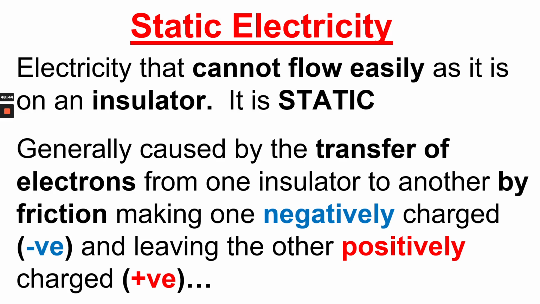So static electricity is electricity that cannot flow easily as it is on an insulator. It is static. It is generally caused by the transfer of electrons by friction. I'm going to say that again, by friction, because it's so important, making one object negatively charged because it has gained electrons, and leaving the other positively charged because it has lost electrons.